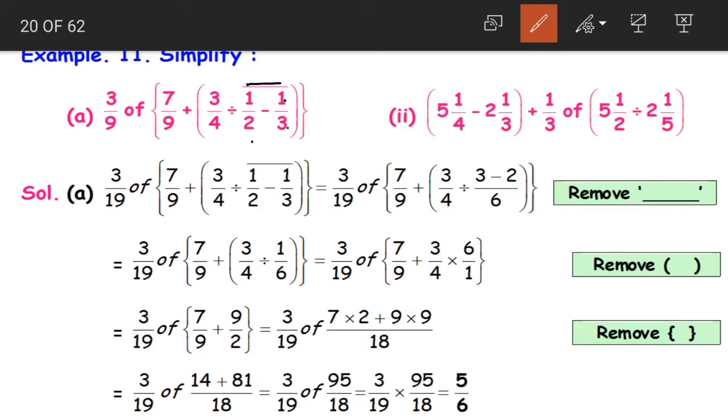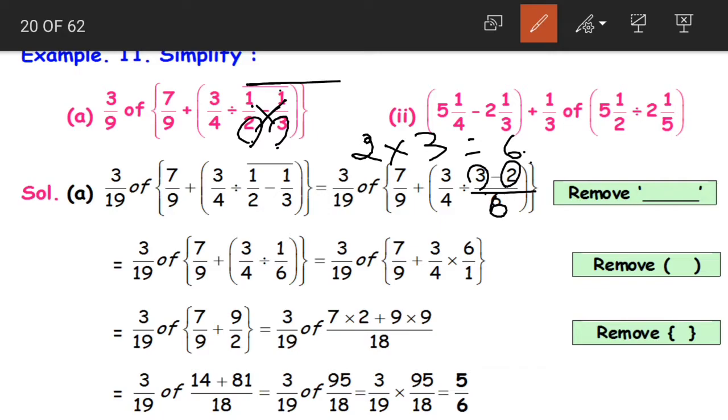So 1 by 2 minus 1 by 3. Here both the denominators are prime numbers. Yes, so their LCM becomes their product. 2 into 3 becomes 6. We can simply cross multiply the numerators here. 1 into 3 becomes 3 minus 1 into 2 becomes 2 divided by the LCM 6. Yes, we removed the bar. First we solved the bar and then removed it. Now 3 minus 2 by 6 becomes what? 3 minus 2 by 6 becomes 1 by 6.